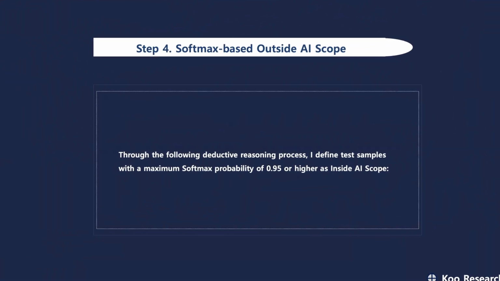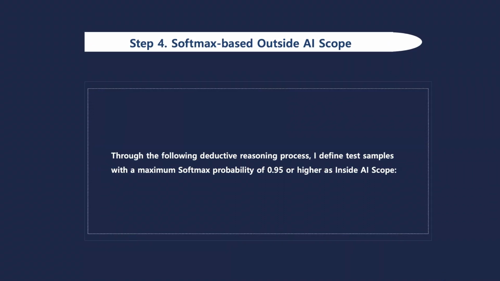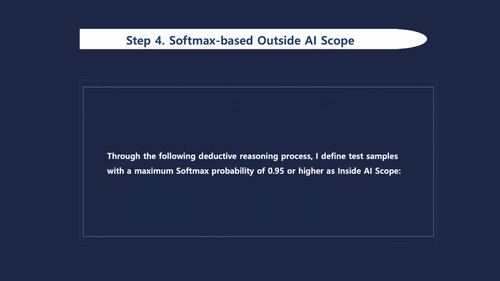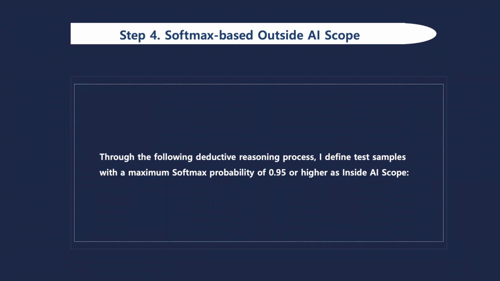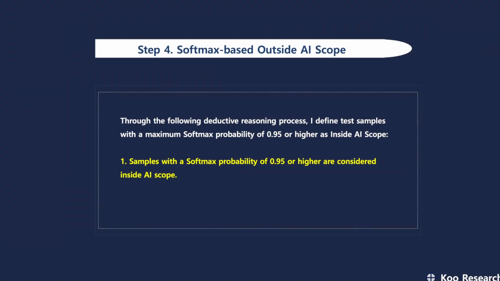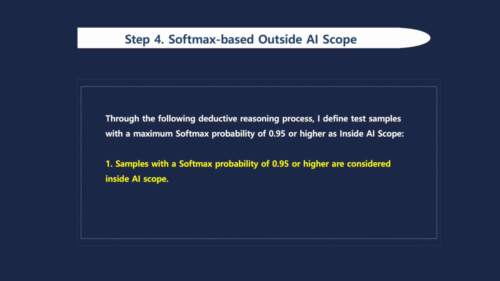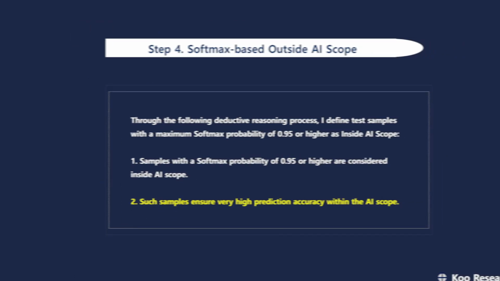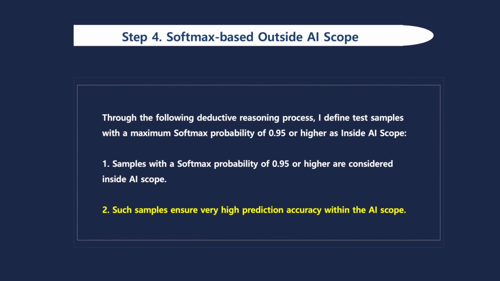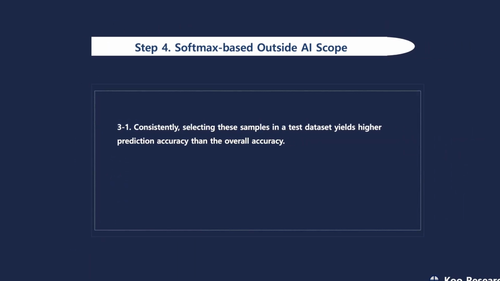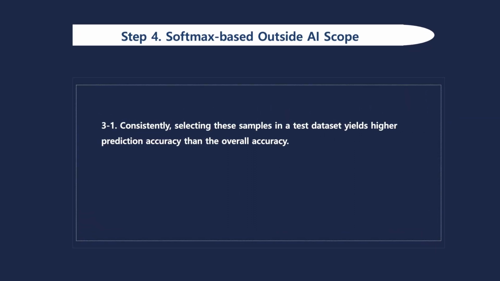Step 4. Softmax based outside AI scope. Through the following deductive reasoning process, I define test samples with a maximum softmax probability of 0.95 or higher as inside AI scope. 1. Samples with a softmax probability of 0.95 or higher are considered inside AI scope. 2. Such samples ensure very high prediction accuracy within the AI scope. 3-to-1, consistently, selecting these samples in a test dataset yields higher prediction accuracy than the overall accuracy.